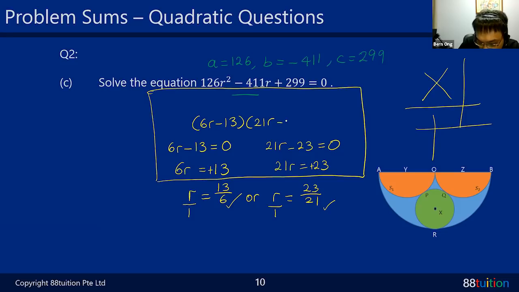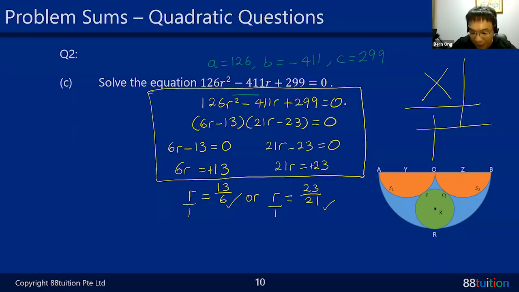21R minus 23, the whole thing equal to 0. Can or not? Can, right? Then on top, you copy down the question: 126R squared minus 411R plus 299 equal to 0.